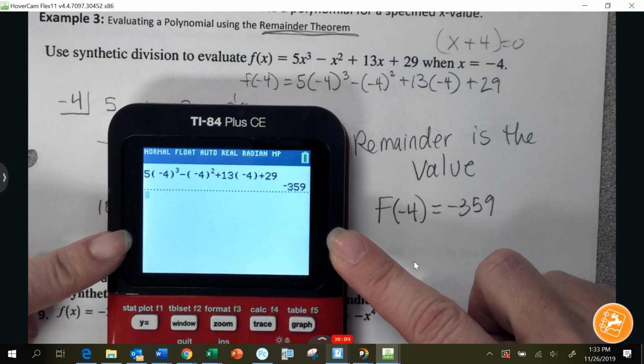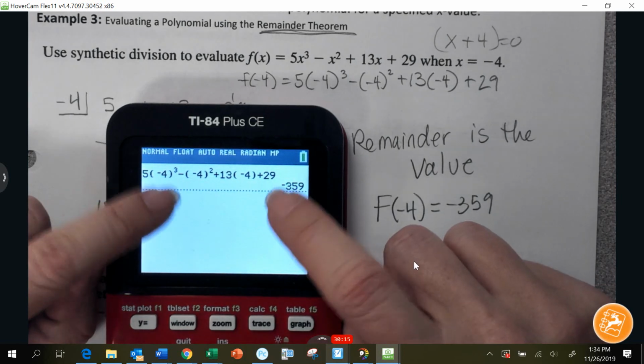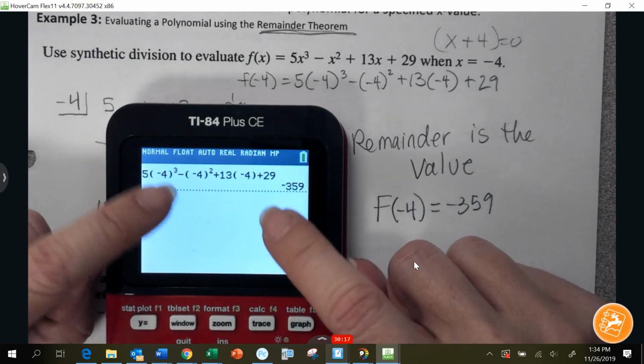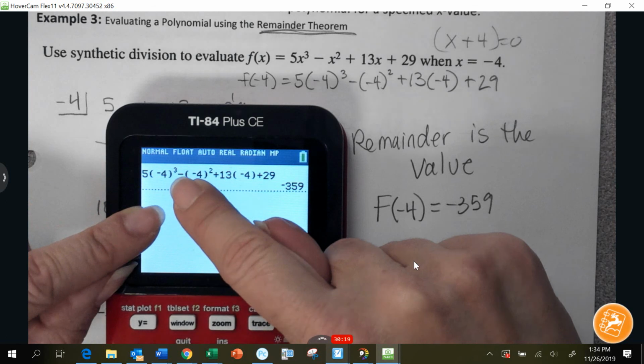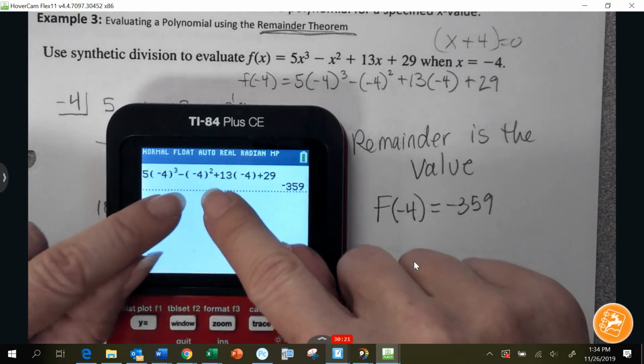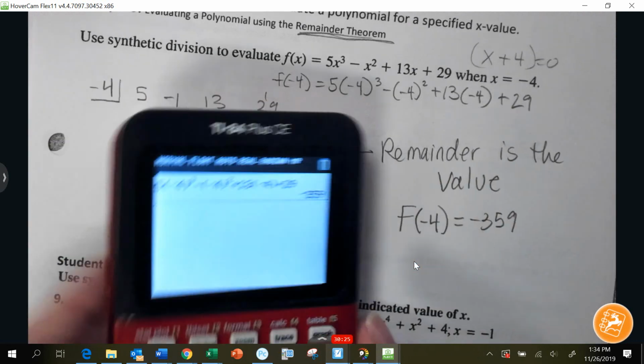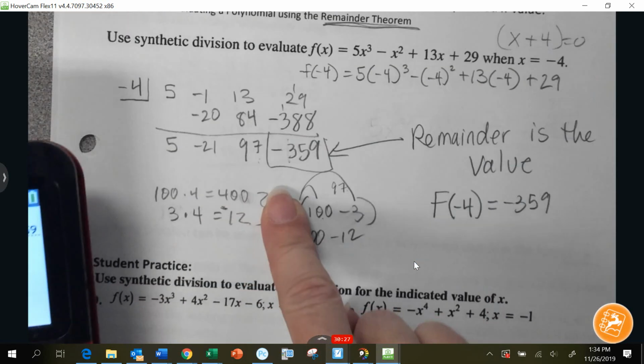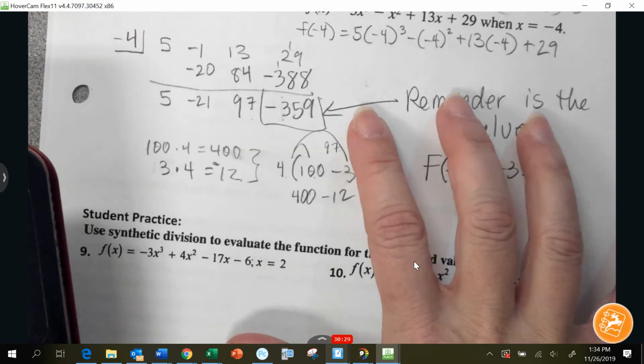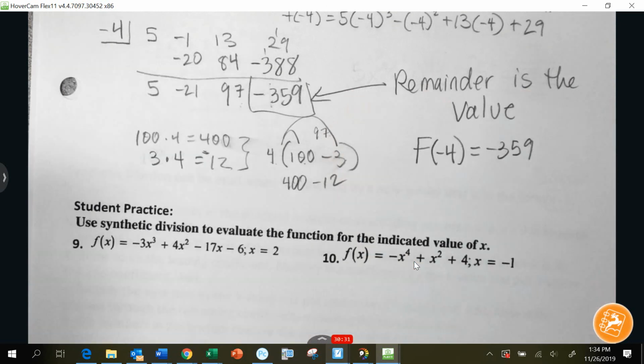But if I were going to do that by hand, if I were in a class and your teacher said you're not allowed to use a calculator, I probably wouldn't do it this way. Because doing it this way, I'm going to have to do -4 cubed, then multiply it by 5, then -4 squared, and subtract that. Like, that is a lot more than just doing synthetic division. So that's why we're learning this. Let's do one more.